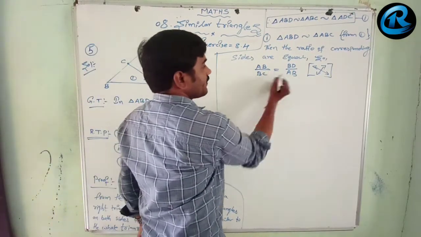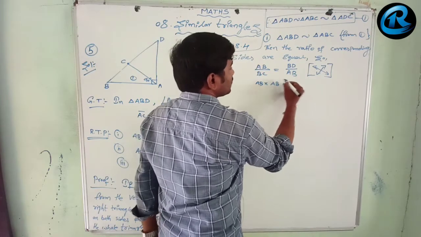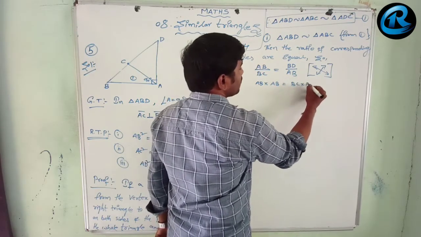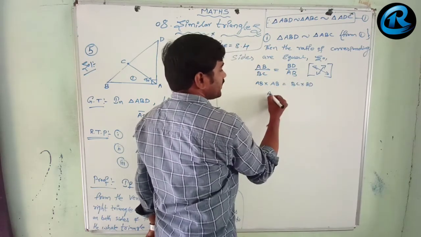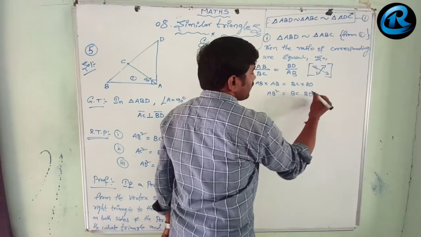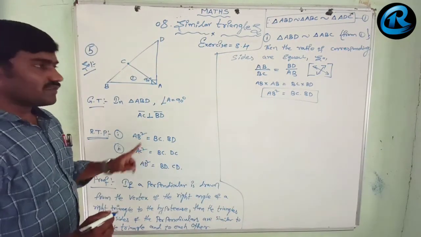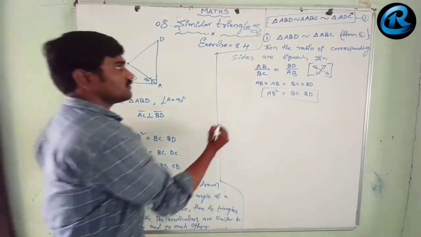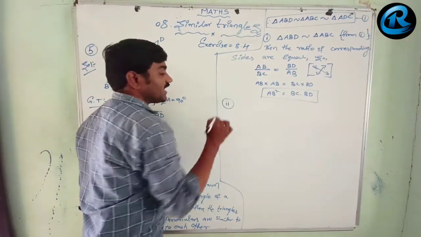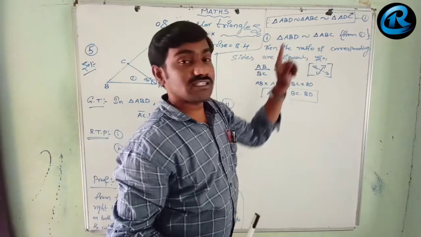Now let us multiply AB into AB, that equals BC into BD. AB into AB is AB square equal to BC into BD. So we got it. We got proof number 1. Proof number 2 and proof number 3 will also be the same, but we have to select which two triangles are similar, and prove that.